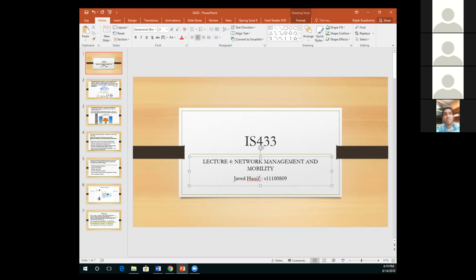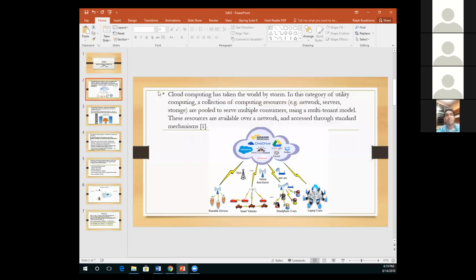So my name is Javed, and I'll be discussing lecture 4 on network management and mobility. So as you can see from the slide, next slide. Basically, when you talk about mobility, I think one of the first things that came to my mind was cloud computing. Cloud computing is a collection of computing resources, for example network, servers, storage. These are all pooled to serve multiple consumers using a multi-tenant model.